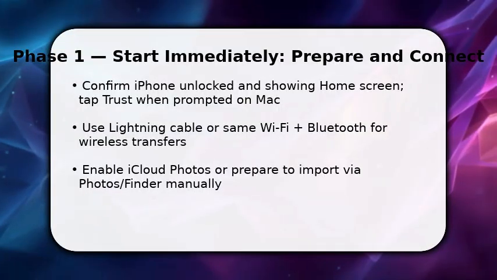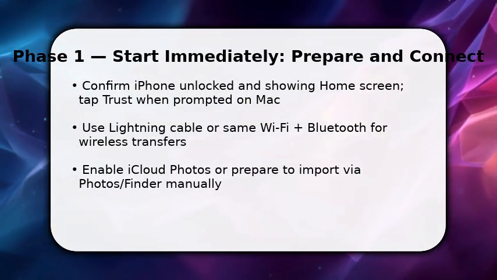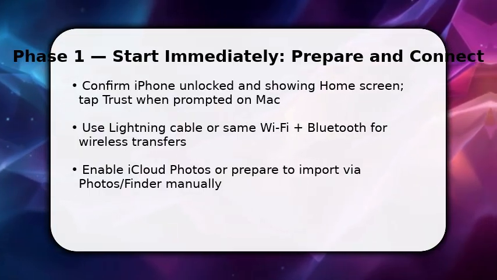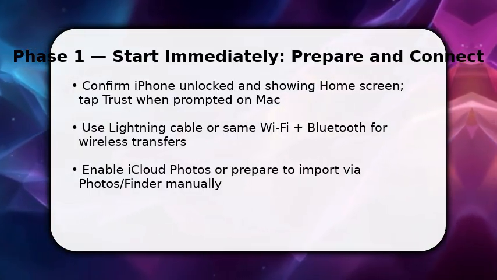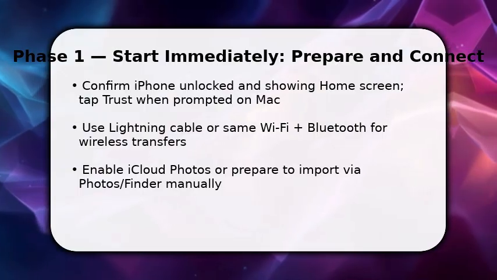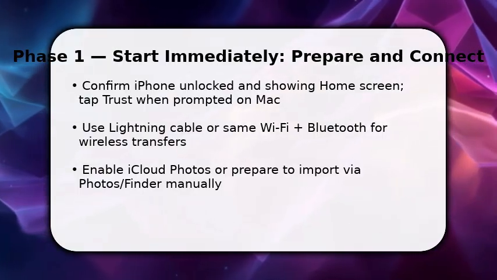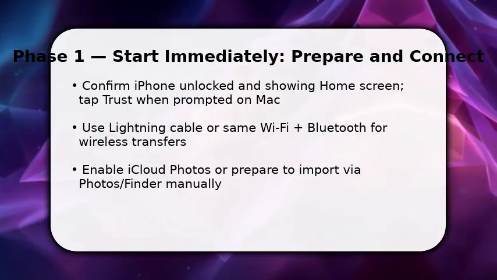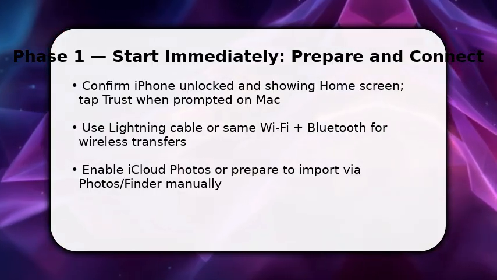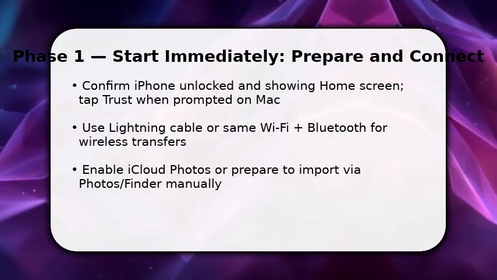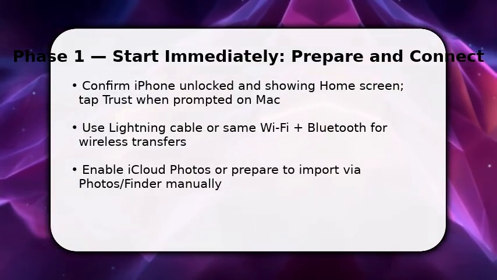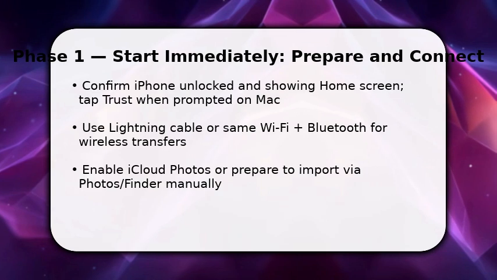You need the essentials now. Unlock your iPhone and connect it to the Mac with a Lightning cable, or ensure both devices share the same Wi-Fi and have Bluetooth on. When the Mac prompts, tap Trust on the iPhone, because without trust the Mac cannot access photos. If you use iCloud Photos, make sure it's enabled on both devices so images sync automatically. Otherwise, prepare to import directly through Photos or Finder for full-resolution files.